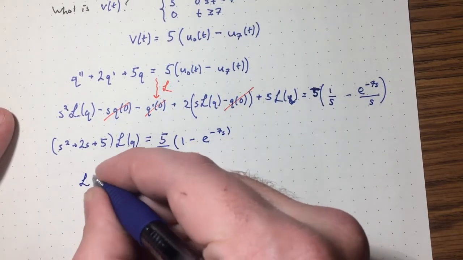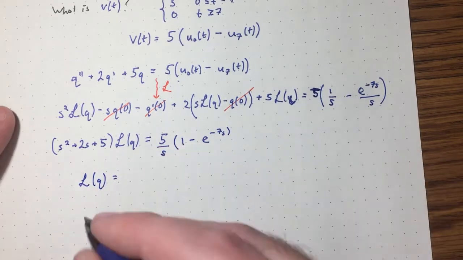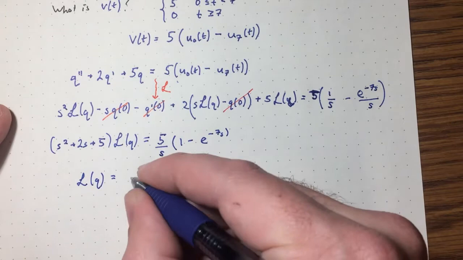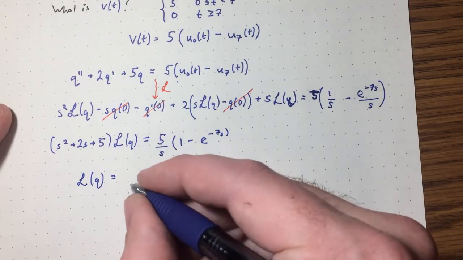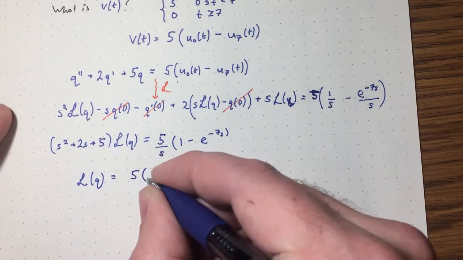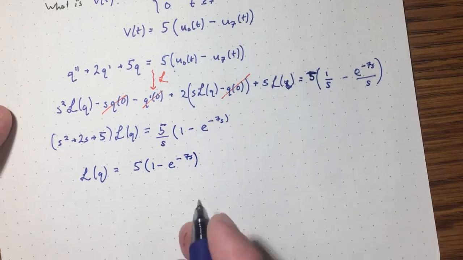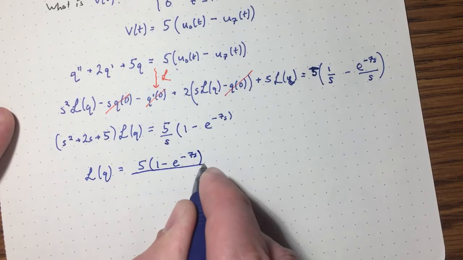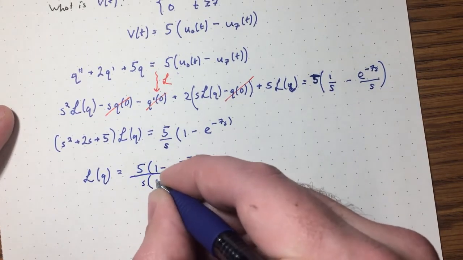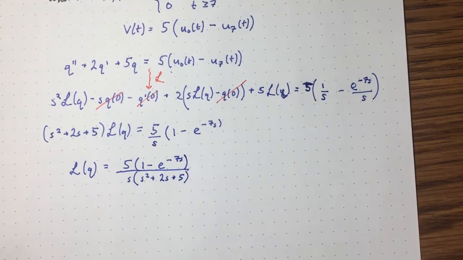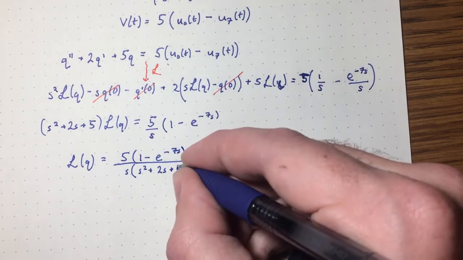So what is L of q? Remember, q is our solution to the initial value problem, so we want to solve for L of q. And we get 5 times 1 minus e to the minus 7s in the numerator. And then in the denominator, we have s times s squared plus 2s plus 5.